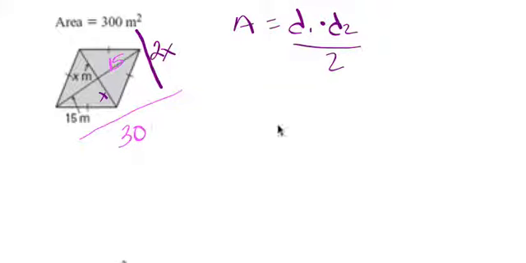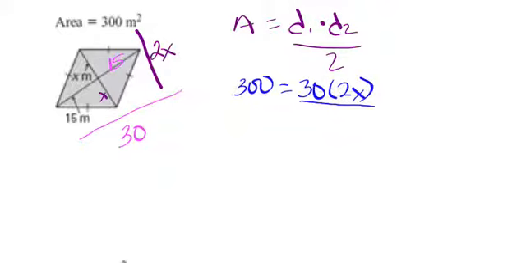So now we're going to fill in the formula and solve for x. So the area is 300. Diagonal 1, I'm going to say 30 is diagonal 1, and 2x is diagonal 2. It doesn't matter which one's diagonal 1 or diagonal 2, and then that needs to be divided by 2. In the formula, since you can see that we have a 2 on the top and a 2 on the bottom, we can actually just cancel those out.